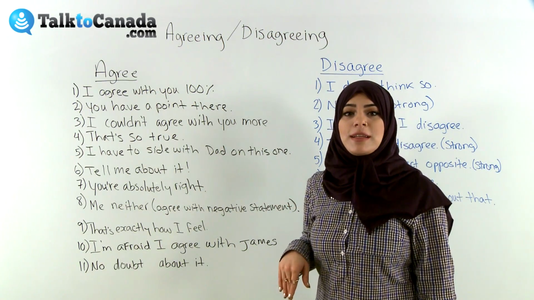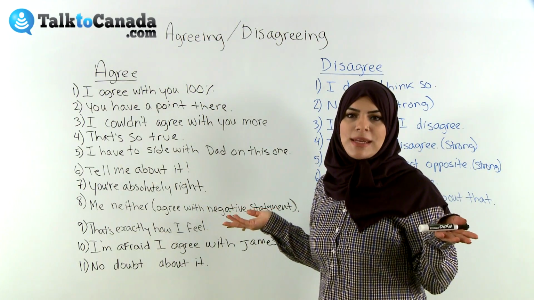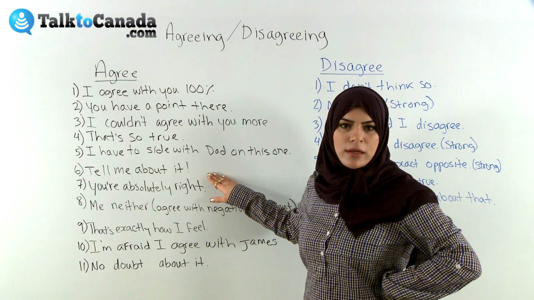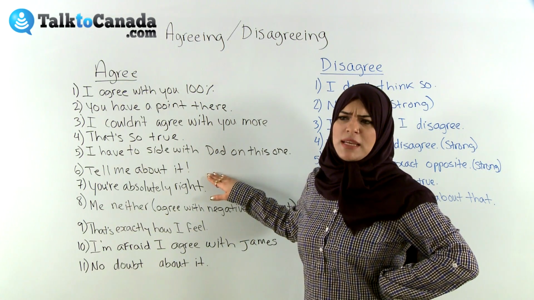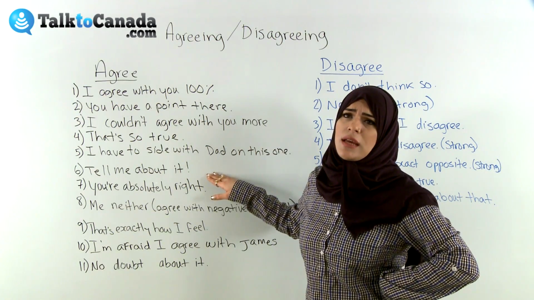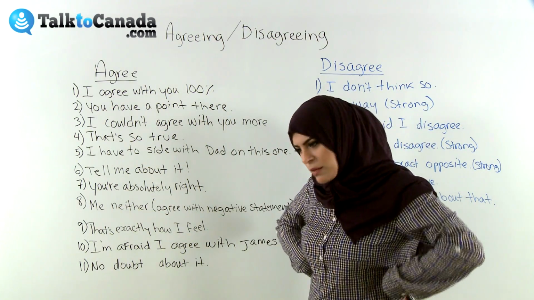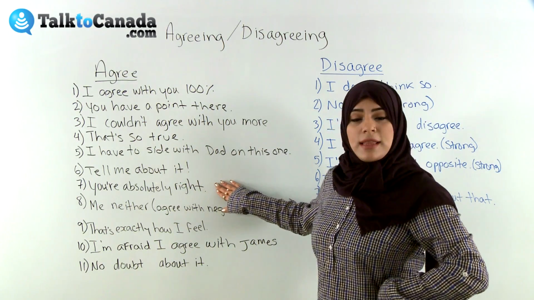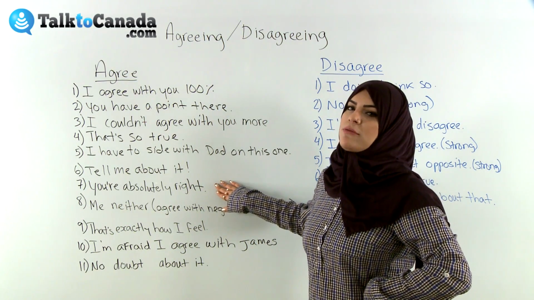Also, when you're talking to your friends, this is another informal way to say, I agree with you. Oh, tell me about it. Like, for example, your friend may say, oh my God, I've had such a long day today. You can say, oh, tell me about it. Like, oh my God, I agree with you. Another thing that you can say is, you're absolutely right.